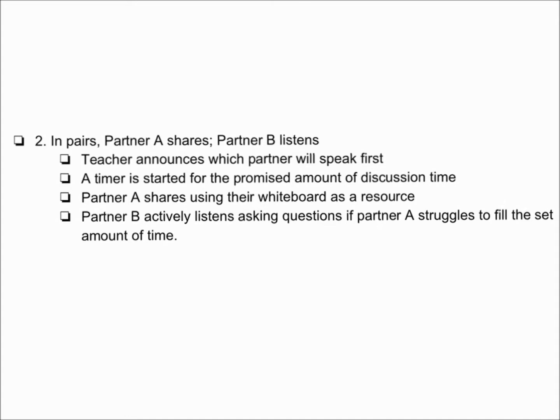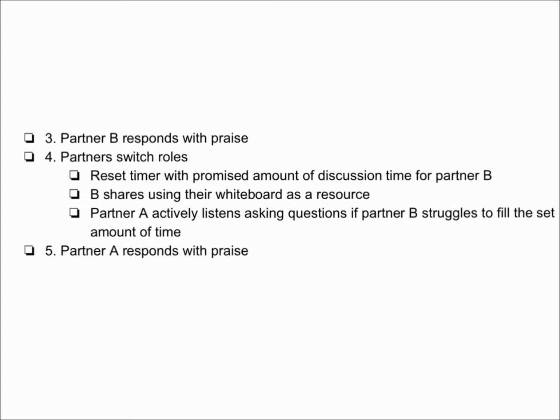When it is partner A's turn to talk, partner B should simply listen. They should not add information. If partner A has trouble filling the entire time, partner B should prompt with questions. Can you tell me more? How do you know this? Where did you get this information? Can you explain that? Anything to keep partner A talking to fill the time.